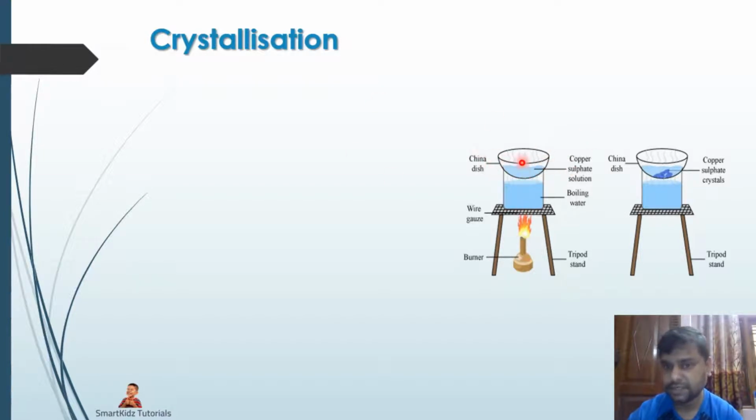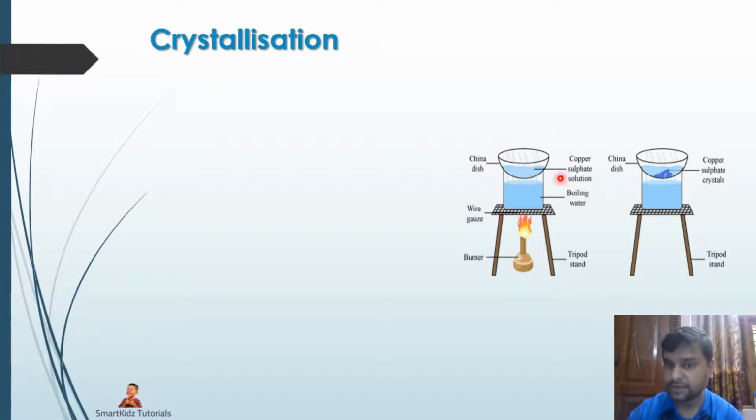solution, this china dish, onto this wire gauze, it will be in direct contact with this burner, and in that case we will lose those crystals. We will not get those crystals, but we need those crystals, and at the same time we can't get those crystals without application of heat. So this is the best way to do it.